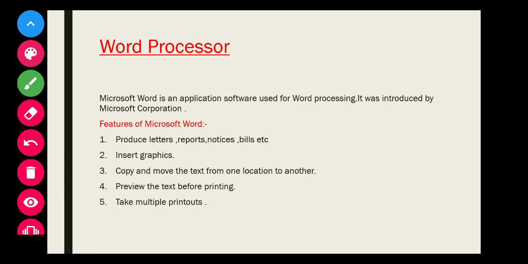Next is copy and move the text from one location to another. So using Microsoft Word, you can copy or move any text from one place to another place. Next is preview the text before printing. It means you can have a look of your letter or report or any document, whatever you have written, before printing, that after taking the printout, how it will look like.